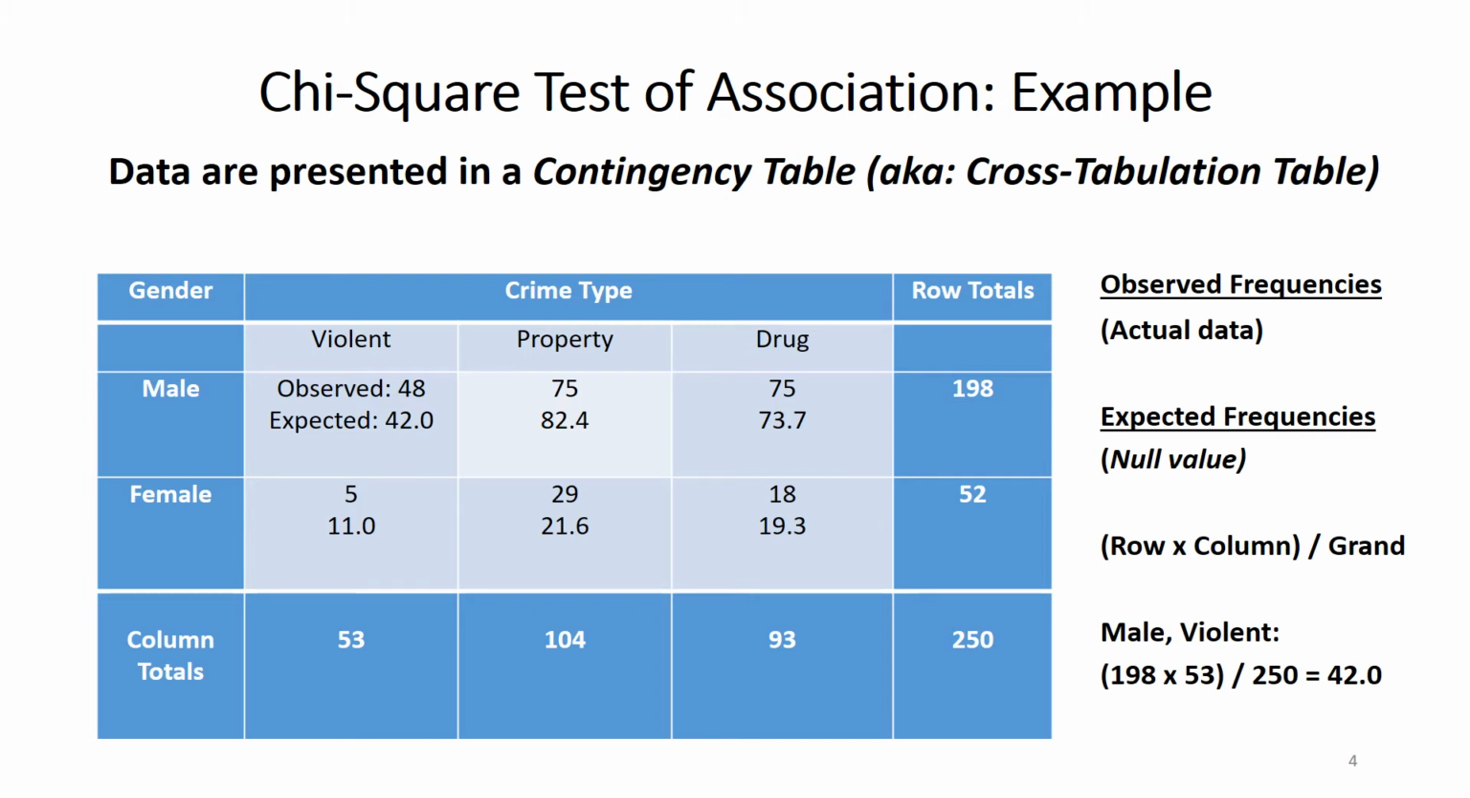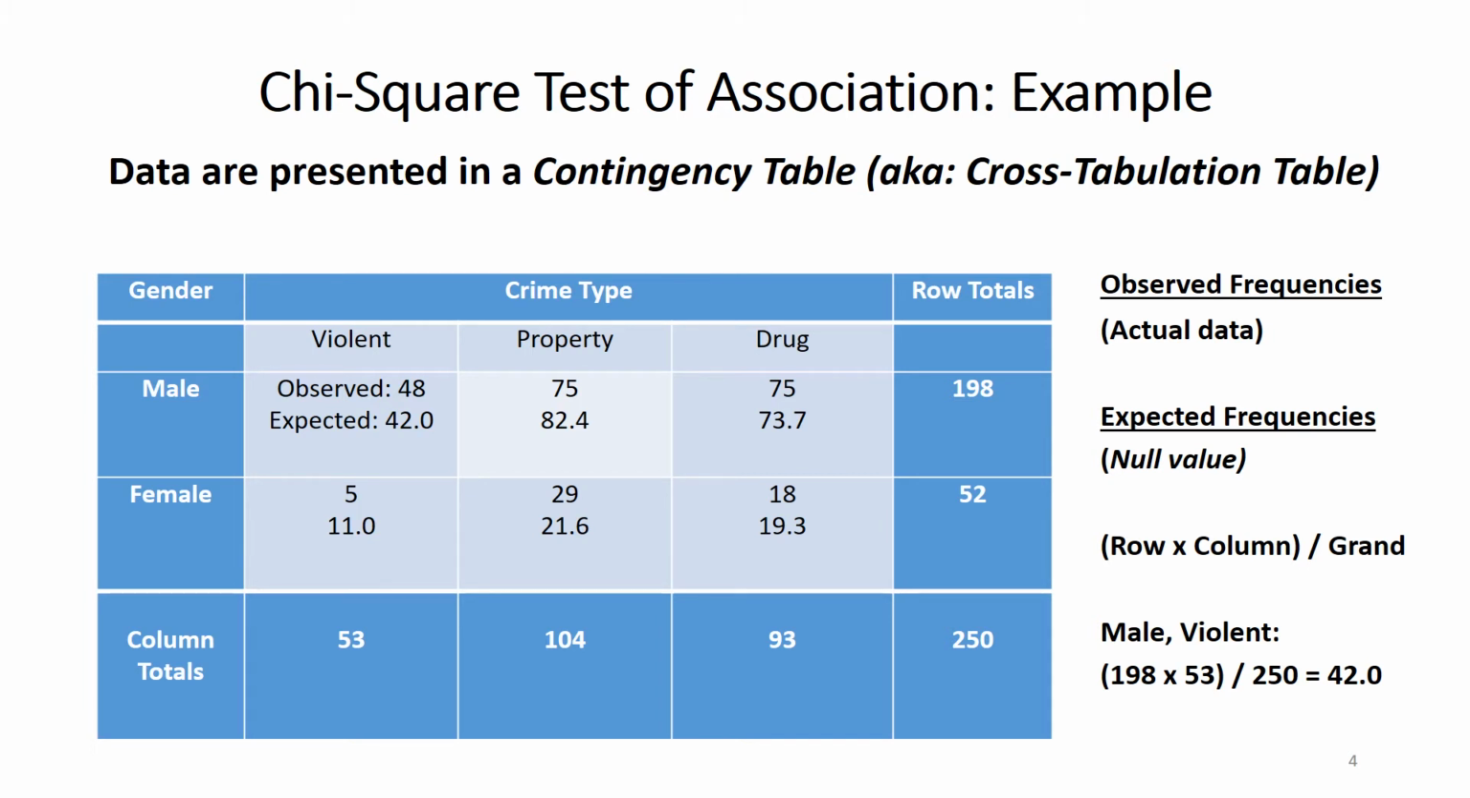And the way that they're computed is you take the row total times the column total divided by what we call the grand total. And the grand total just means the overall sample size. So if you look down to the very low right-hand corner of this contingency table, where the row total column and the column total row sort of meet together, you'll see that value of 250. 250 is the overall sample size for our study.